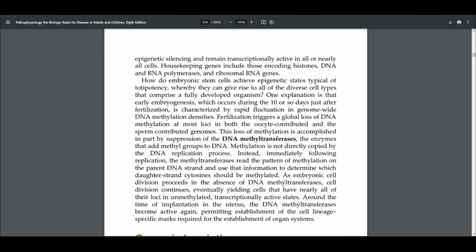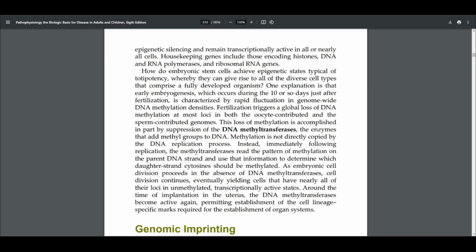So, how do embryonic stem cells achieve epigenetic states typical of totipotency, whereby they can give rise to all of the diverse cell types that comprise a fully developed organism? One explanation is that early embryogenesis, which occurs during the 10 or so days just after fertilization, is characterized by rapid fluctuation in genome-wide DNA methylation densities.